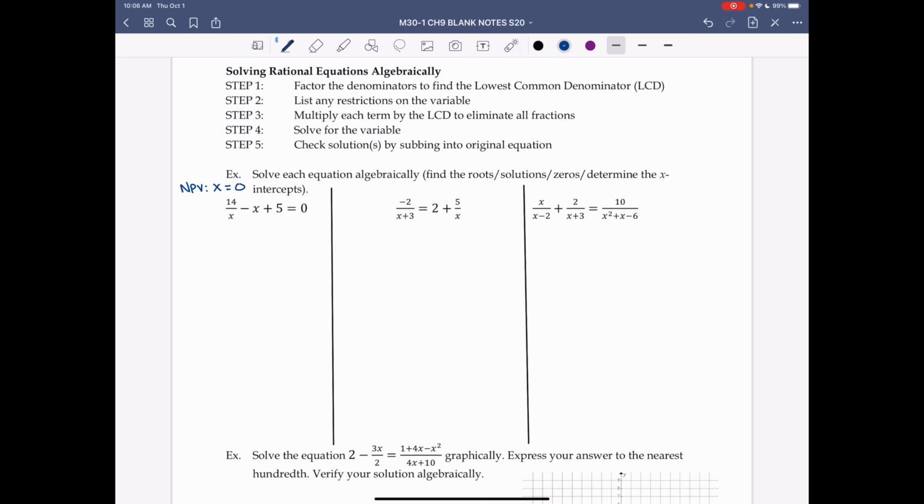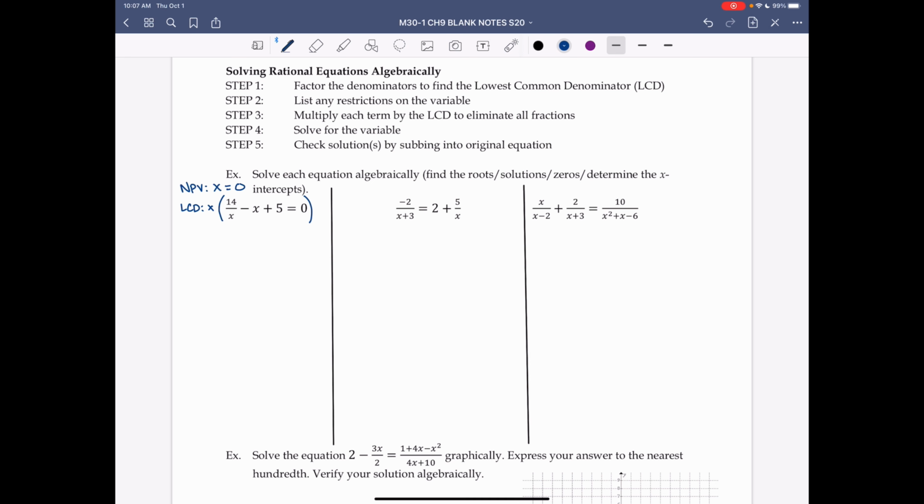Step 3, multiply each term by the lowest common denominator to eliminate all fractions. So whatever our lowest common denominator is, in this case, we only have one denominator, so that's going to be our lowest common denominator. It's going to be x. We want to multiply both sides by x, our lowest common denominator. Okay, so multiply everything in the equation by x.